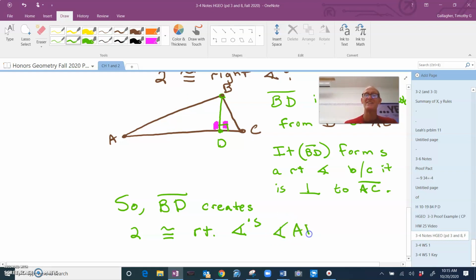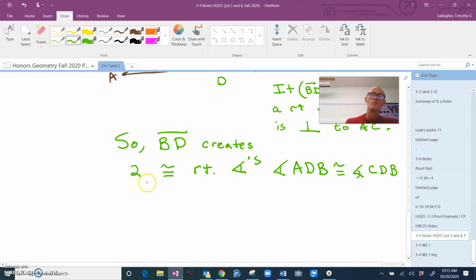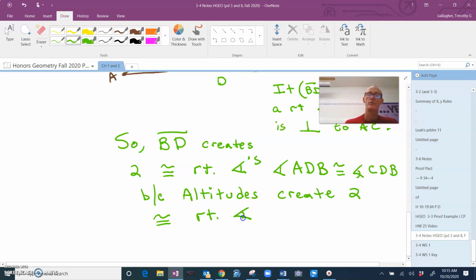Angle ADB is congruent to angle CDB, because altitudes create two congruent right angles. That's altitudes.